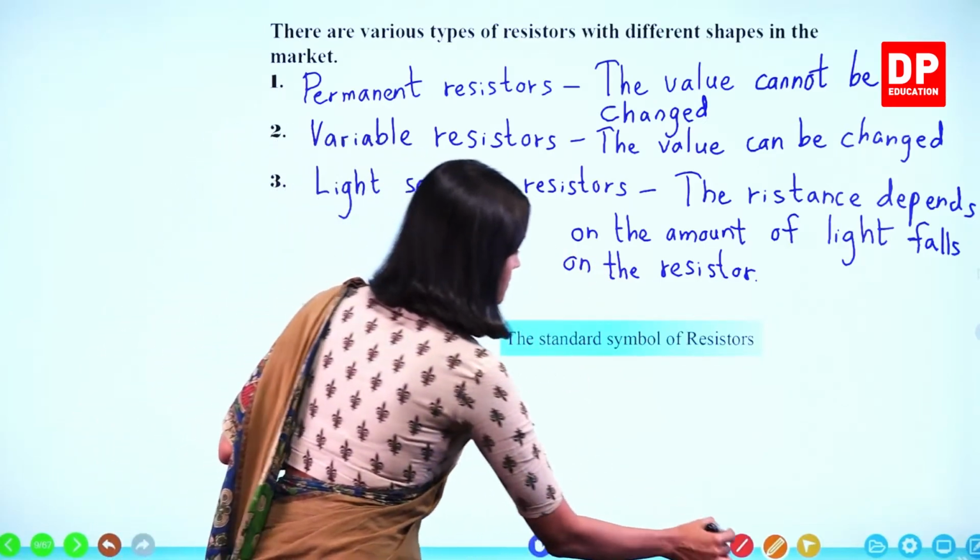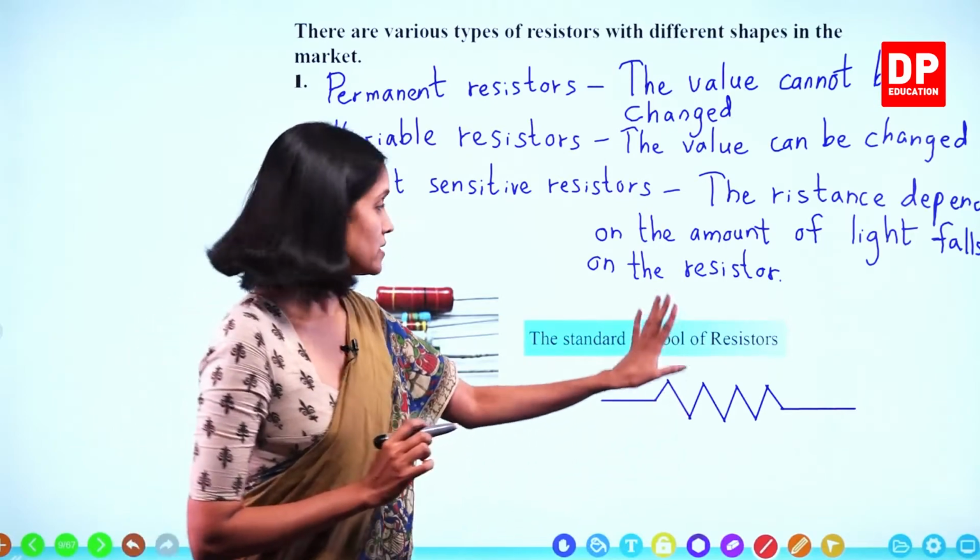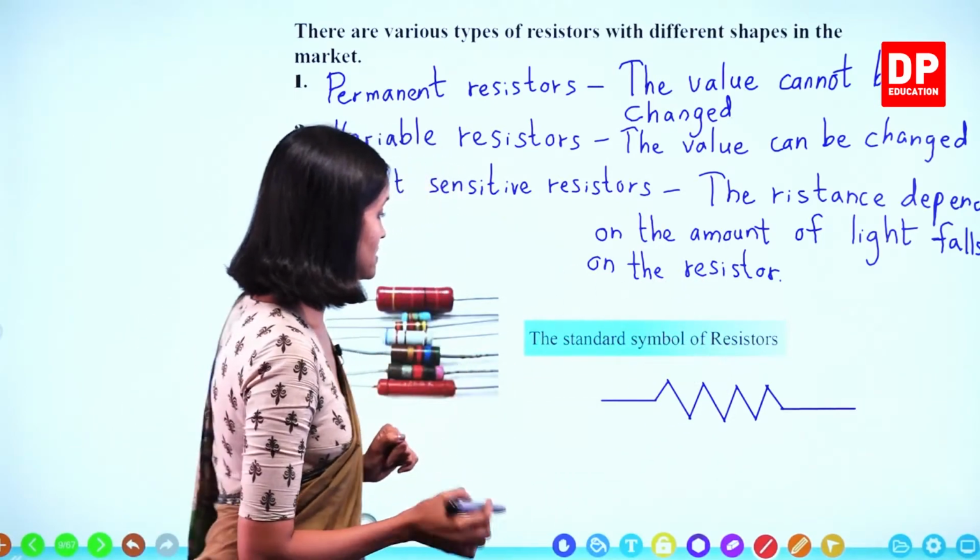So the standard symbol of resistors, to indicate resistors, what is the circuit symbol that we can use? Look carefully. Look at this. Let's see how to draw. There are 2 ways to draw the symbol of resistors. So this is one method of drawing the symbol of resistors.